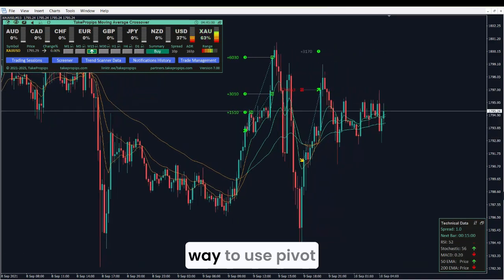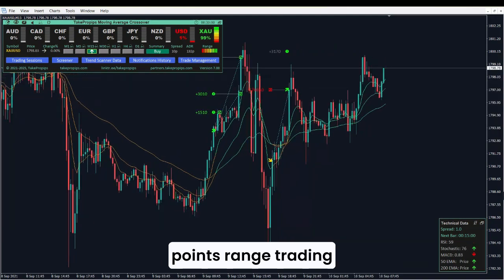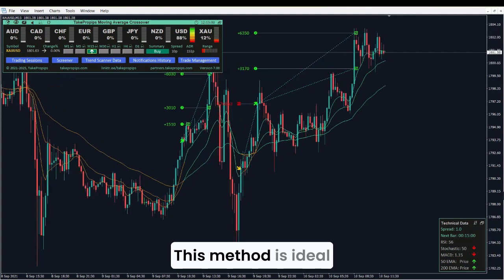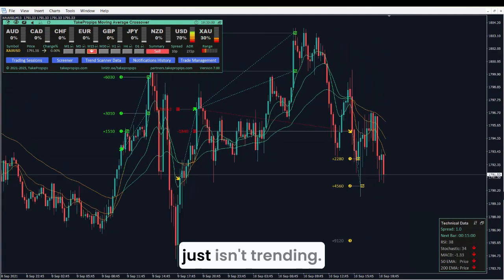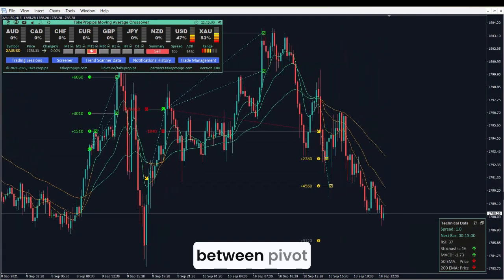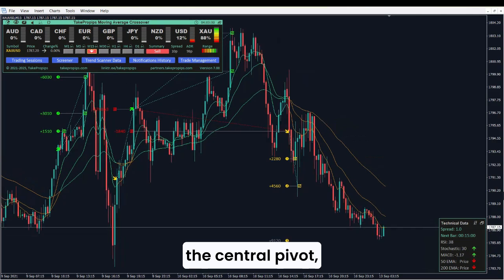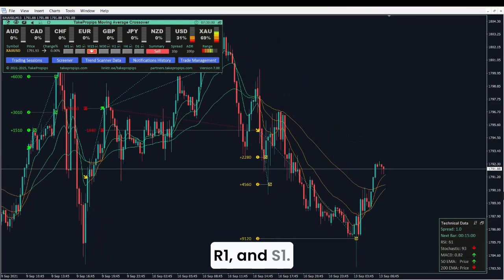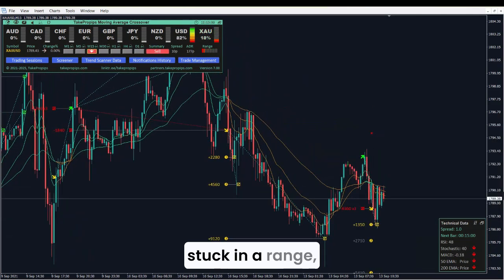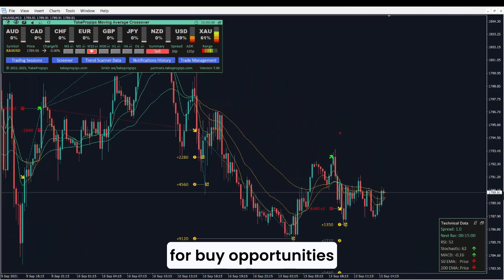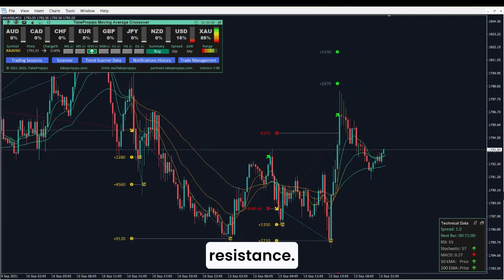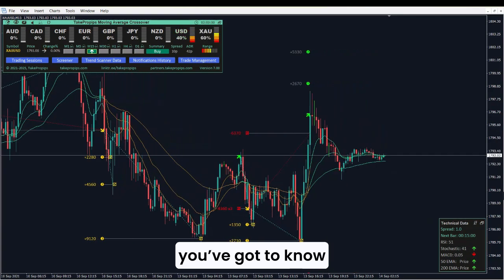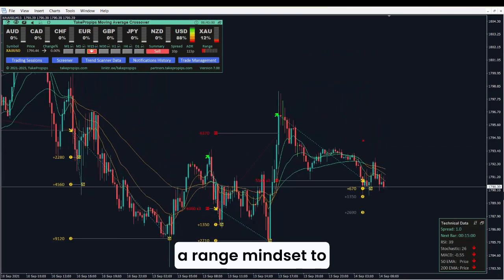And now for the third way to use pivot points: range trading between levels. This method is ideal during low volatility sessions or when the market just isn't trending. Price often bounces between pivot point levels like the central pivot, R1 and S1. When the market is stuck in a range, you can look for buy opportunities near support levels and sell opportunities near resistance.